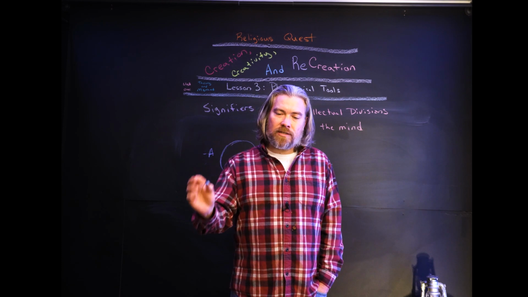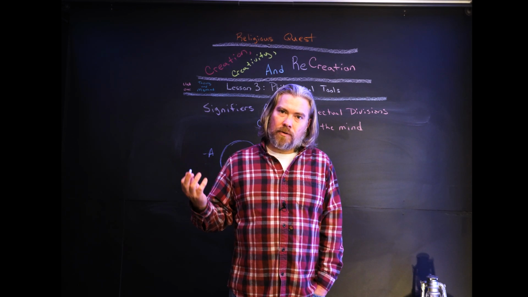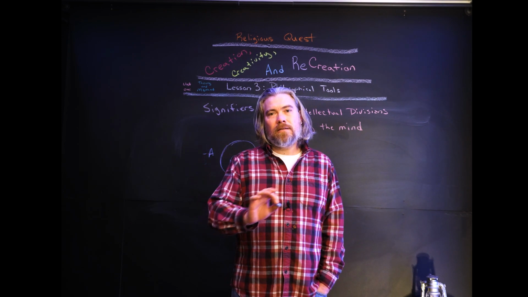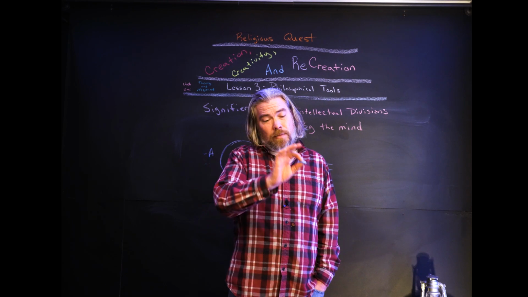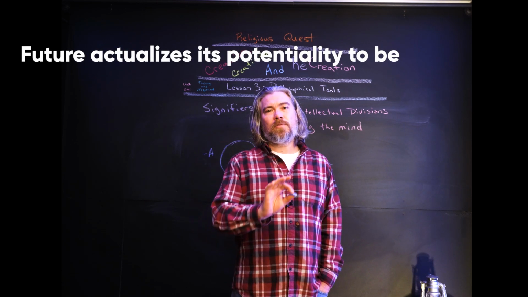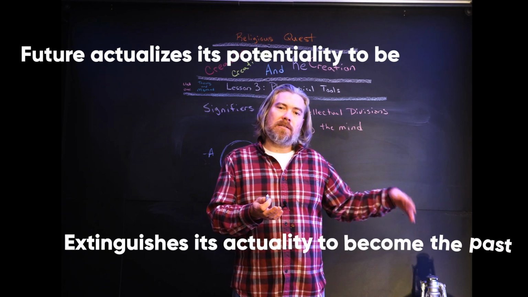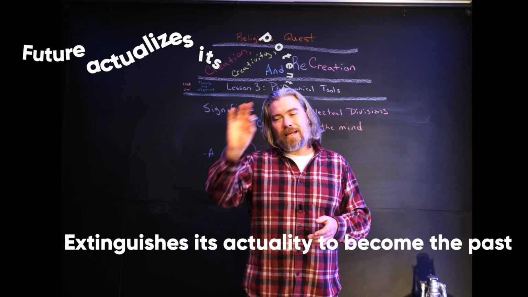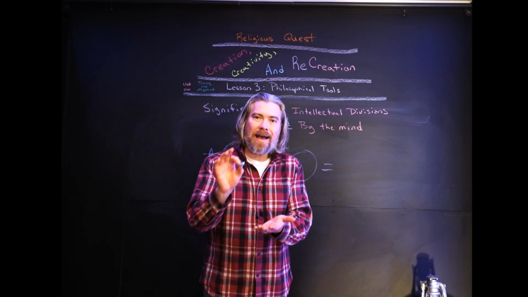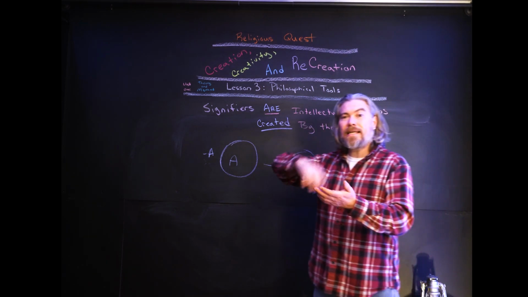And this act of mindfulness is one breathes in and one breathes out. We recognize the temporality of the present moment. It's passing and it's coming and it's passing as future actualizes its potentiality to be the present, and then extinguishes that potentiality to become the past, right? In the same way that the circle indicates that ontological temporality of the now, the here and now, and our minds create those intellectual divisions in the here and now.